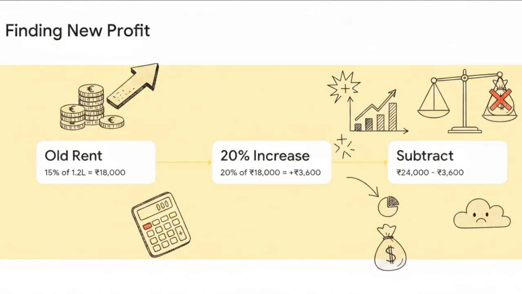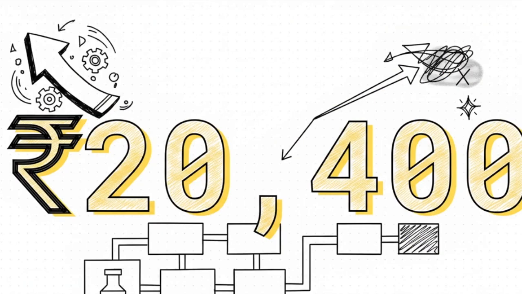Let's break down the actual math so you can defeat this trap every single time. Step 1, we have to find out what the old rent was in actual rupees. It was 15% of our 1.2 lakh revenue, which equals 18,000 rupees. Step 2, the rent increases by 20% of itself, right? So 20% of 18,000 is an extra 3,600 rupees. So the crucial point is that this extra cost has to come from somewhere, and since the revenue is completely unchanged, it's coming straight out of the profit. Step 3, we just subtract that extra 3,600 from our old profit of 24,000, which leaves us with a new profit of 20,400 rupees.